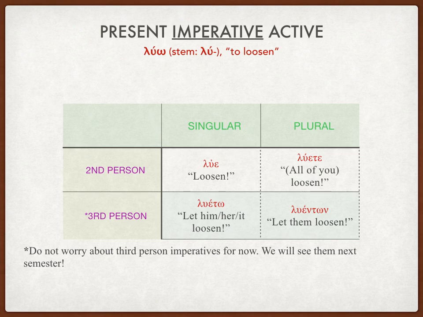You notice that there's also a third person imperative. I include that in the PowerPoint, but you don't really need to know that for now. But basically the third person imperative is translated as follows. Lueto would mean something like, hey, let him, her, or it loosen. Let that person take care of it. Let them do that instead of you. Lueto, let him loosen, let her loosen. Or luenton, let them loosen. Don't memorize those. Those aren't important for you to know right now, but this is just good to have for reference for later on.